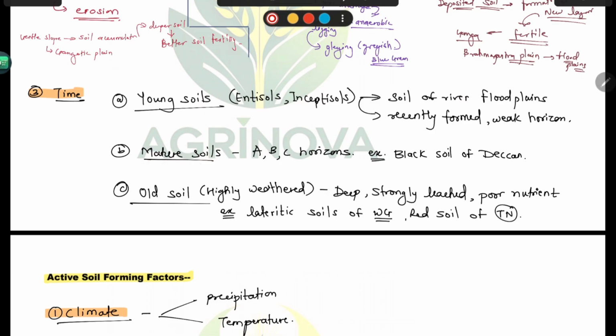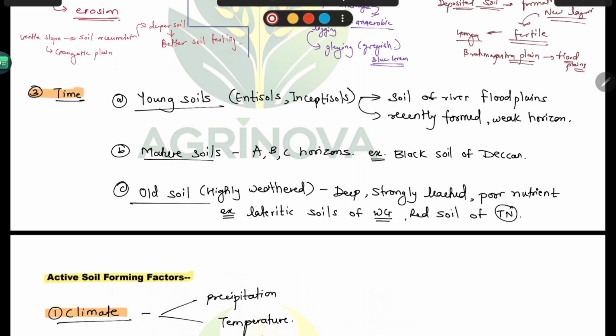The next, mature soil. Basically these have the layers A, B, C horizon. We can see this in the region of the Deccan, which has black soil, which has been deposited over years. The next is old soil, which means highly weathered. We can see features like deep, strongly leached, poor in nutrients. Examples are the lateritic soils of the Western Ghats and the red soils of Tamil Nadu. So basically these are old soils which are highly weathered, deep in formation, and highly leached of nutrients.